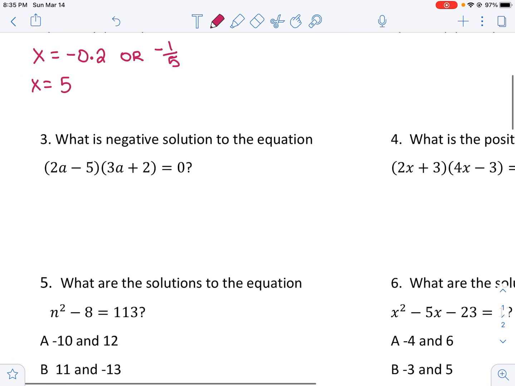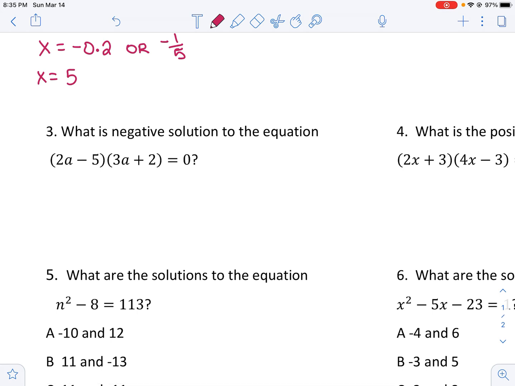Looking at number 3, what is the negative solution to the equation? So we just want to know the negative solution. Again, we're going to graph it, and then once we find the negative solution, if it's a decimal, we change it to a fraction and we write down both answers. Now, whenever you're typing it in the calculator, I'm not going to use A's. I'm going to keep them as X's. So just keep that in mind. You can always change your variables to X's.